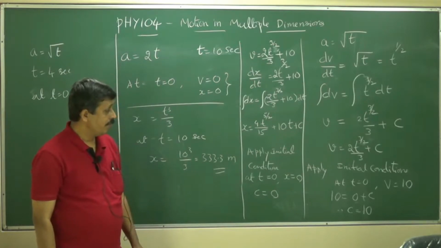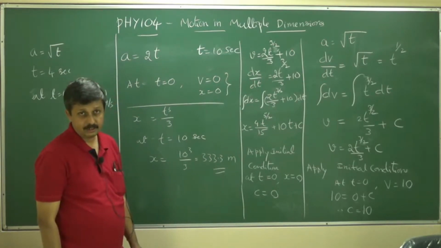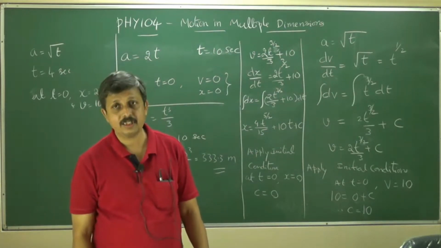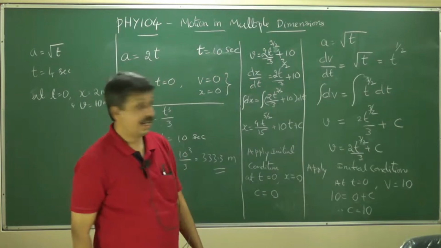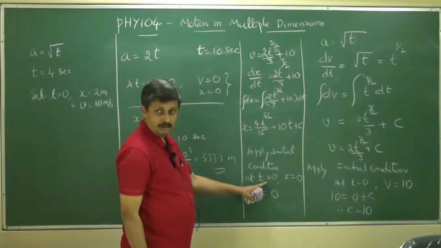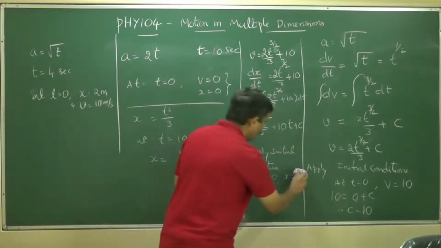So, now we are going to apply initial conditions. What are our initial conditions? At t is equal to 0, at t is equal to 0, x is equal to 4.